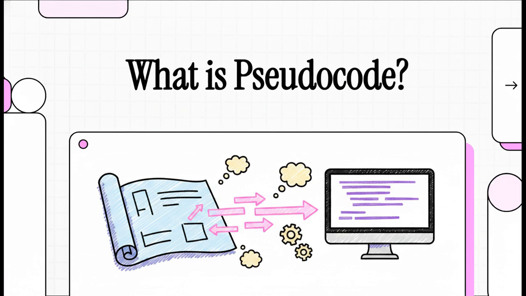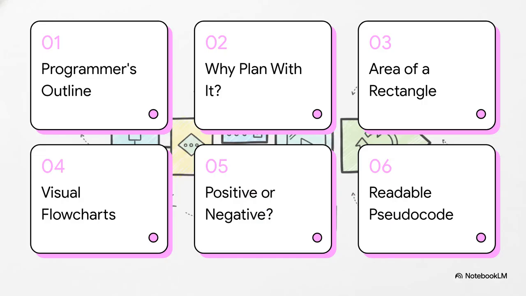Well, in this explainer, we're going to demystify pseudocode. Think of this as your ultimate guide to decoding exactly how programmers map out their ideas before writing a single line of actual code. So here's our agenda for today's explainer to jumpstart your algorithmic thinking. We'll briefly cover the programmer's essay outline, why we plan with pseudocode, a quick rectangle area example, visualizing with flowcharts, a positive or negative number example, and finally, some pro tips for readability.